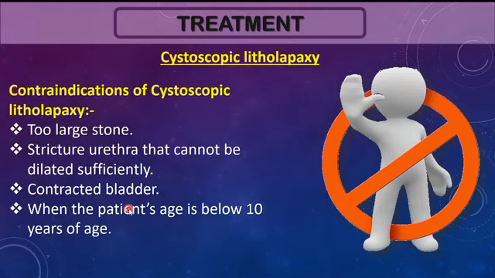Another important factor is when the patient is below 10 years of age. In a child the external genitalia are smaller in size, so the urethral caliber is also small, and a small urethral caliber cannot negotiate the cystoscope. For that reason, it is contraindicated when the patient is below 10 years of age. Don't go for cystoscopic litholapaxy. In that case, you go for either suprapubic cystolithotomy or suprapubic percutaneous cystolithotomy.